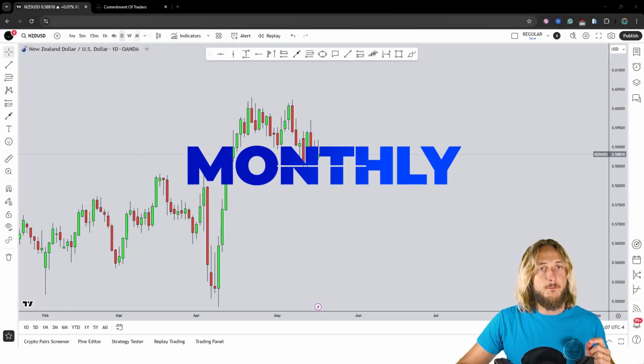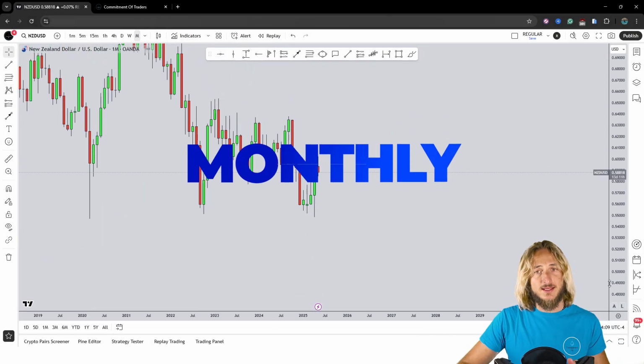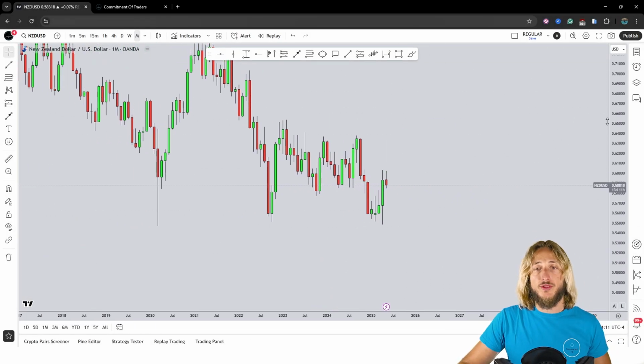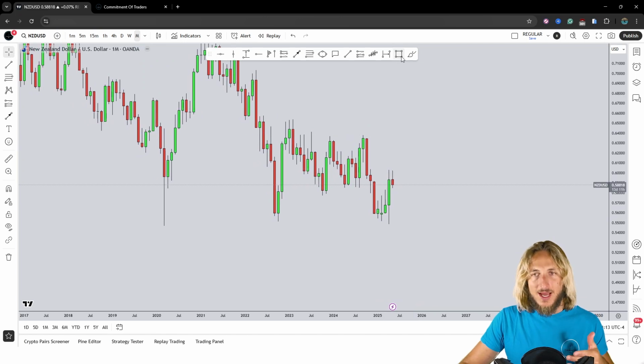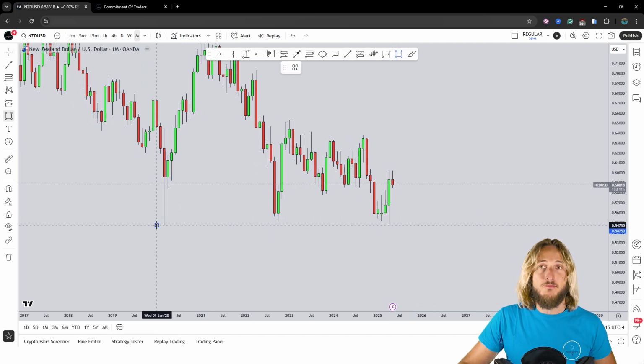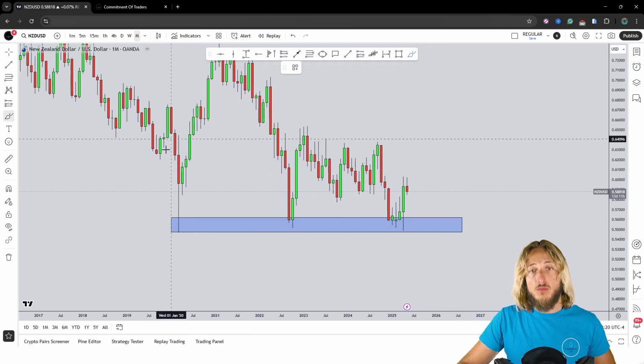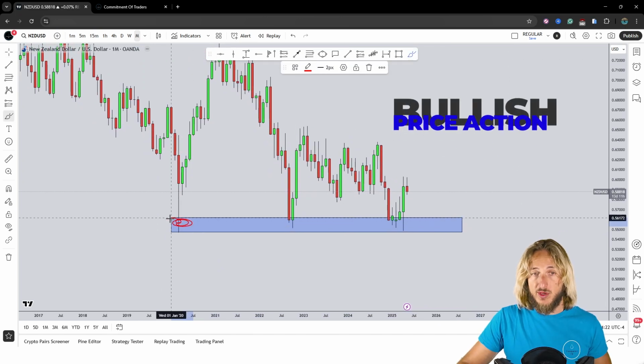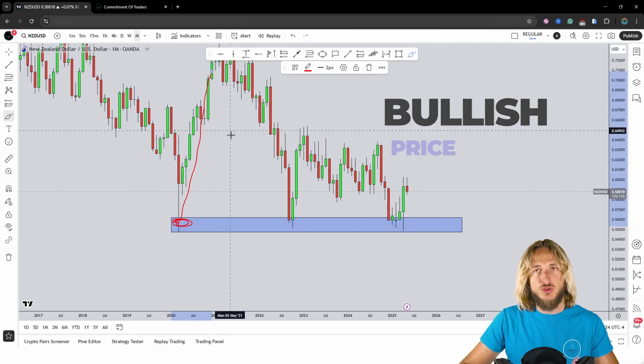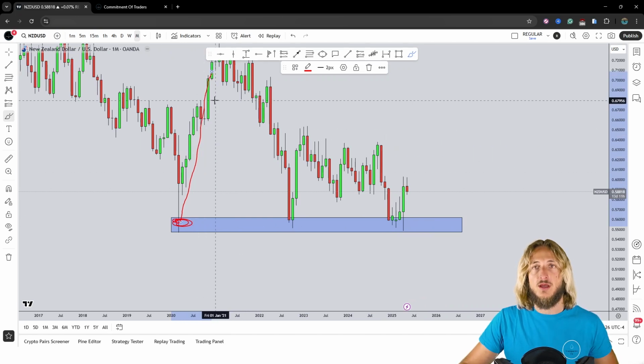Starting here from the monthly time frame, what we can see is that the market at the moment here on NZDUSD is rejecting a quite strong monthly historical structure level. In fact, from here, multiple rejections to the upside have been created. The first one was here. We had a huge uptrend developing away from this zone.